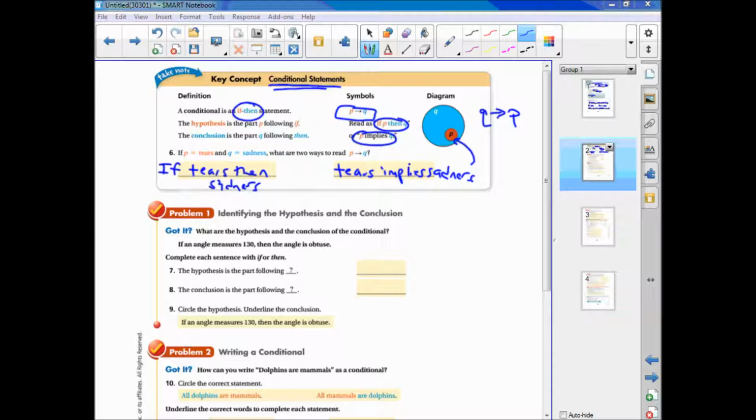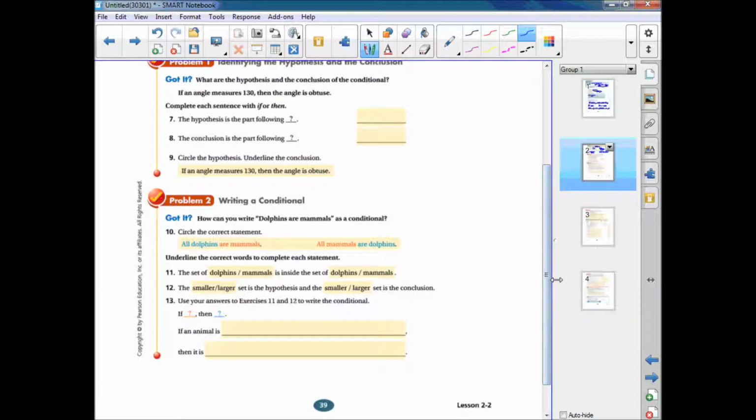Okay. All right, identifying the hypothesis and the conclusion. This part can be hard sometimes. If the angle measures 130, then the angle is obtuse. Well, this one's nice because it's already written in if-then form. So an angle measures 130, that's our hypothesis. And then the angle is obtuse, this is our conclusion. So complete each statement in if-then form.